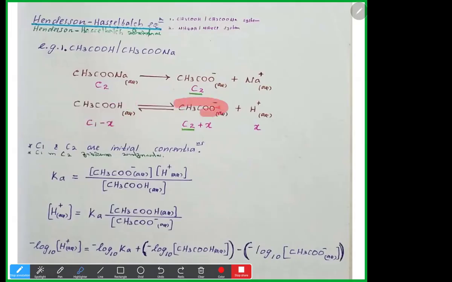And the other one is this: this becomes the salt concentration. But finally, not only the sodium acetate but also the acetic acid releases acetate. So the total acetate is C2 plus X. But since the dissociation is weaker, X is very small, so C2 plus X equals just C2. So we consider the salt concentration equal to the initial salt concentration.